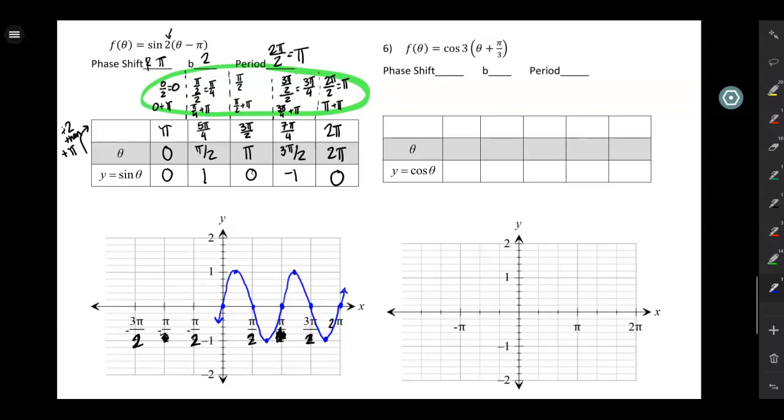So my phase shift is, again, the number that I'm adding or subtracting to the theta. So I'm moving to the left pi thirds. Okay. My b value is 3, which means that my period is 2 pi over 3. So I'm going to fill in my parent function table.